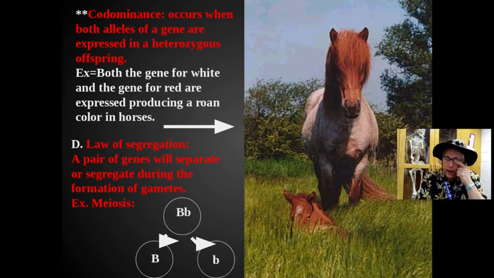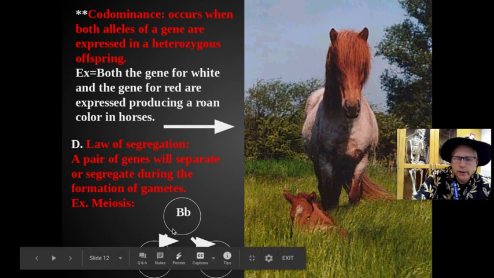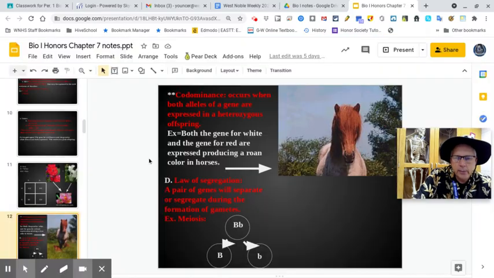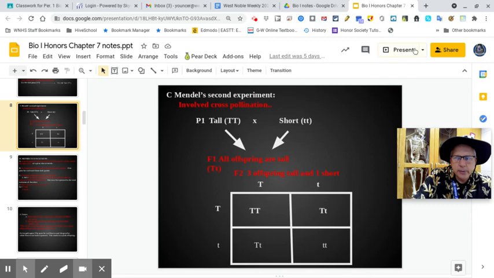So Mendel figured out, okay, these genes separate somewhere during the formation of egg and sperm cells. Okay. He didn't know meiosis. That came along later. Now we have a name for it. The process is called meiosis. And the reason he knew the law of segregation occurred, if we go back to this one, so let's go back a couple slides, and we go back to this simple experiment.